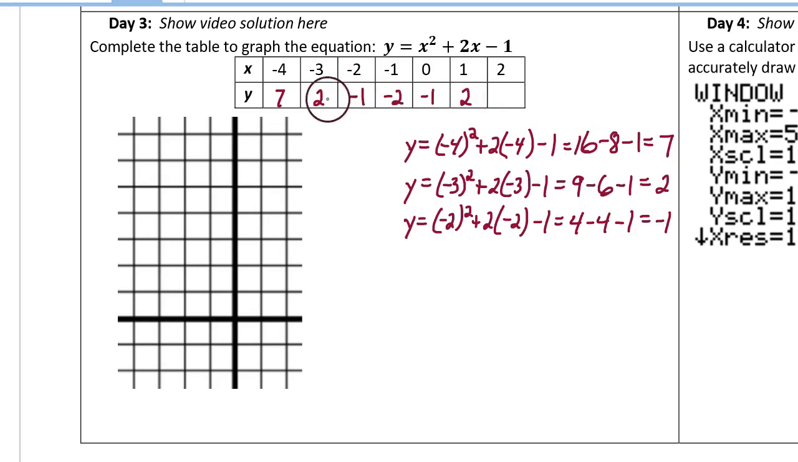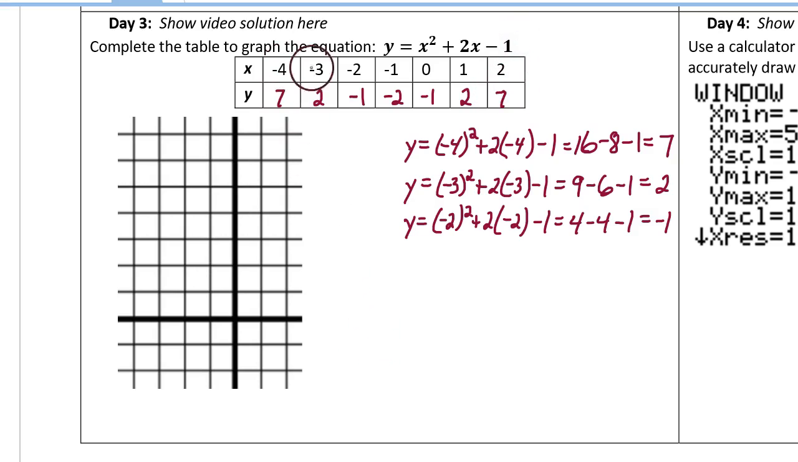We're getting some repetition. If we were correct on this value, then we think that this one should also turn out to be 7. Let's substitute in a 2 and see. 2 squared is 4. 2 times 2 is 4. 4 plus 4 is 8, and then -1 is 7.